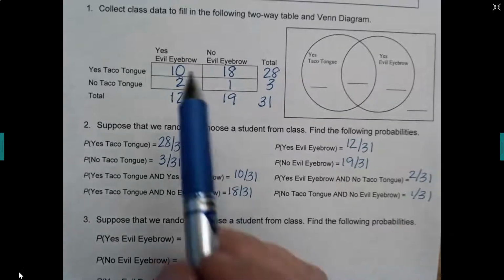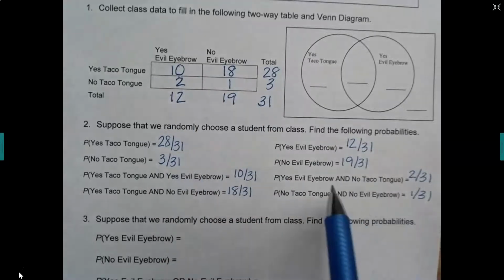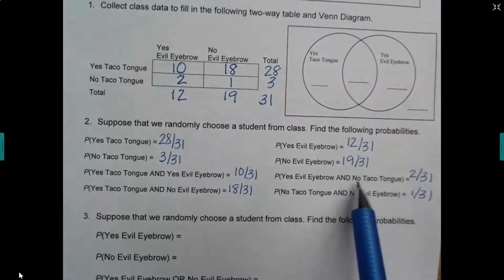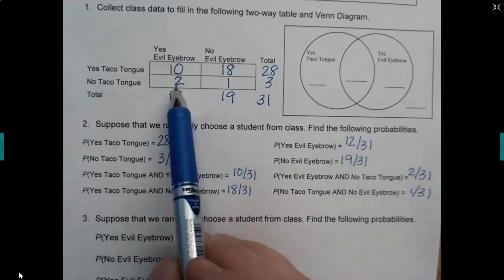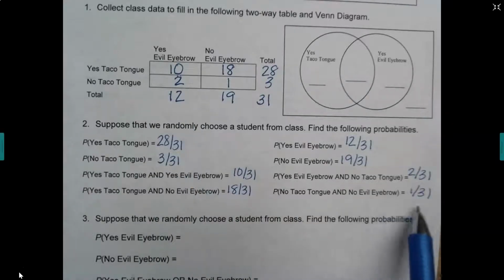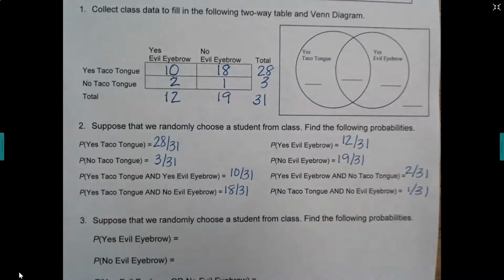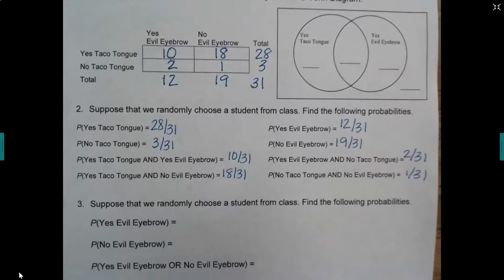Yes evil eyebrow is just the total here. That's a marginal frequency, 12 out of 31. No evil eyebrow, 19 out of 31. Yes evil eyebrow and no taco tongue, it's where the two categories cross at 2 out of 31, and then no taco tongue and no evil eyebrow is 1 out of 31. So hopefully that was pretty simple. You didn't have any problems with that.